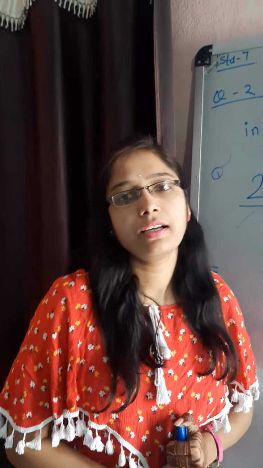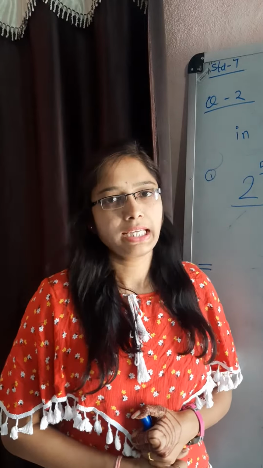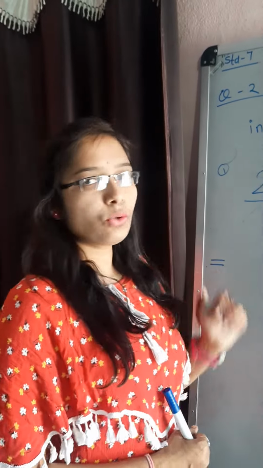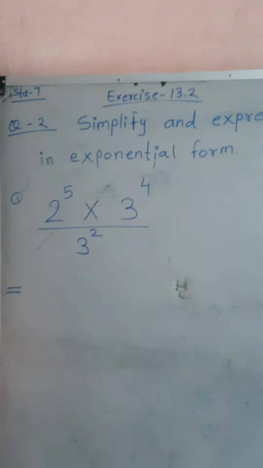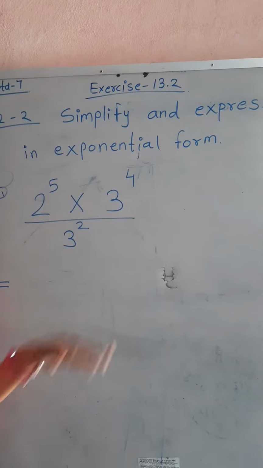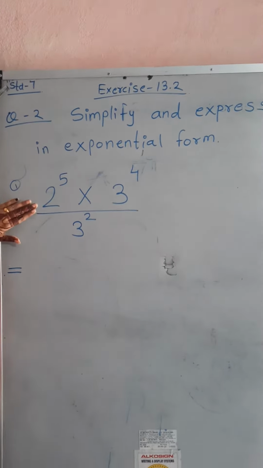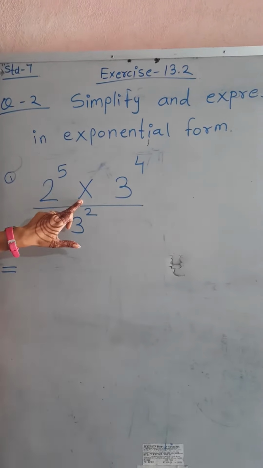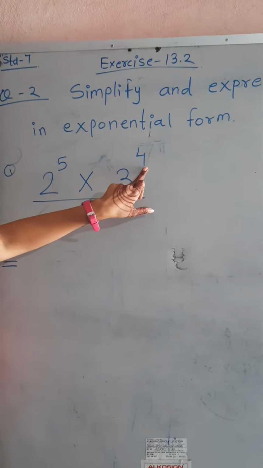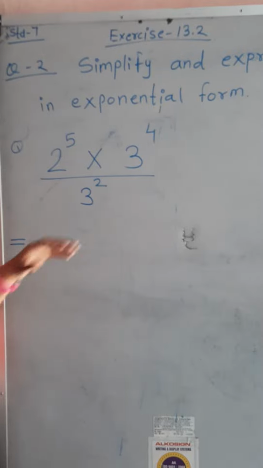Hello students, we start our exercise 13.2. In that exercise, we take that question, look at the board. Simplify and express in exponential form. Here I will write just an example, that is 2 exponent 5 into 3 exponent 4 divided by 3 exponent 2. Okay, how will we solve that?